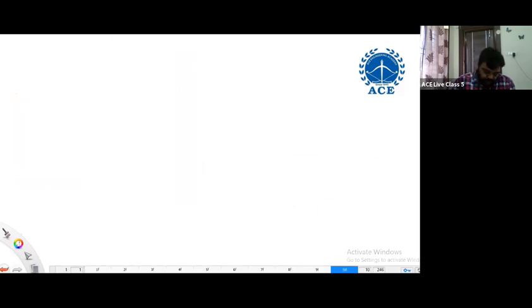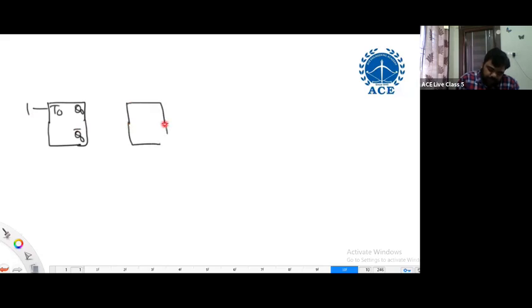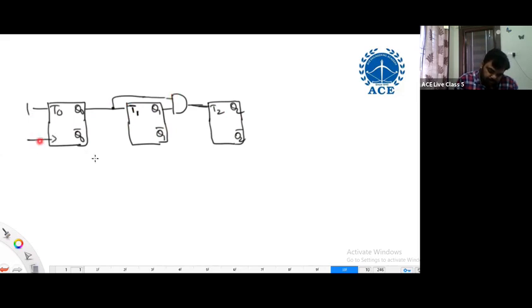Then we can write a counter circuit, a 3-bit binary up counter. T naught, Q naught, Q naught bar, T naught connected to 1. And again here, T1, Q1, Q1 bar, T1 connected to Q naught. Once again, one more flip-flop with T2, Q2, Q2 bar, T2 connected to Q1 and Q naught. This is a synchronous counter.